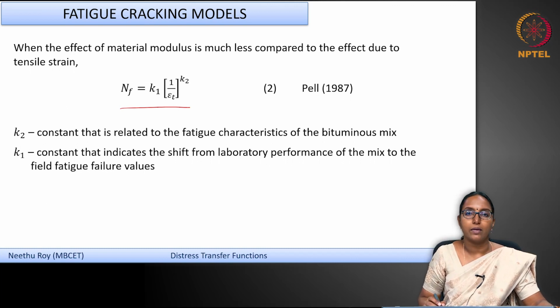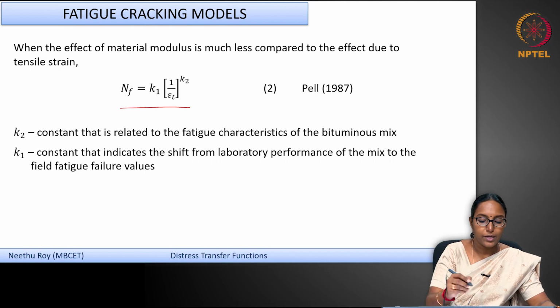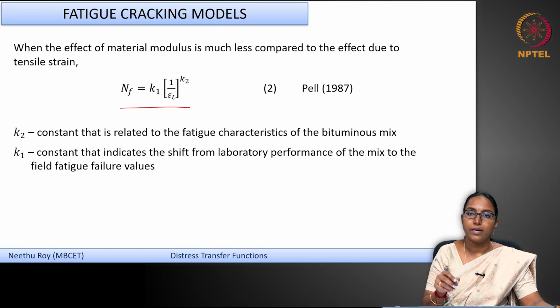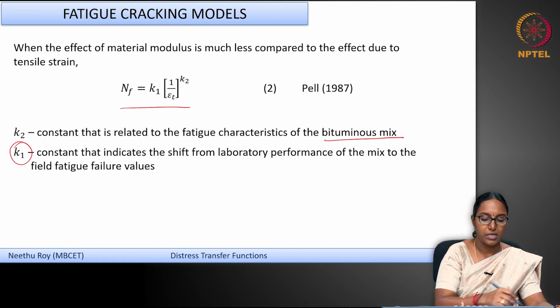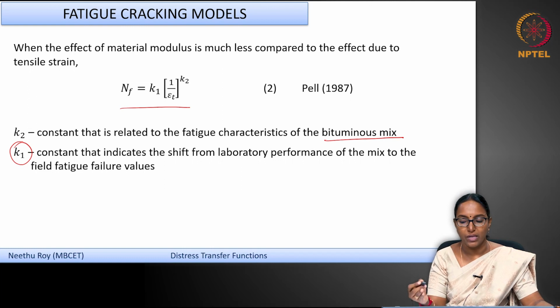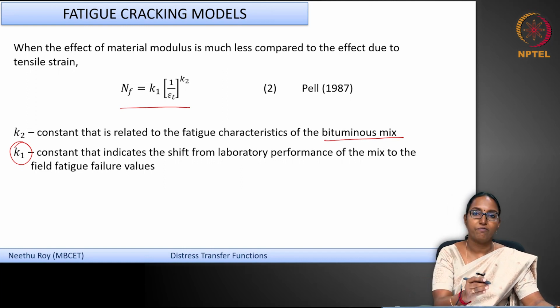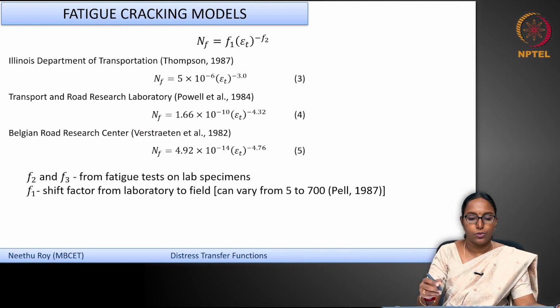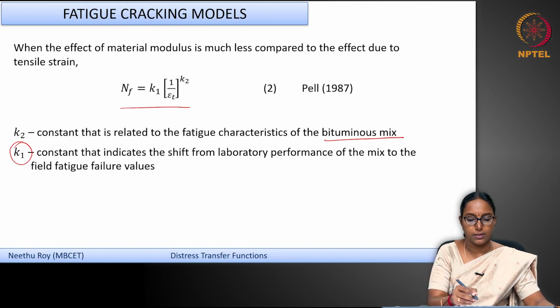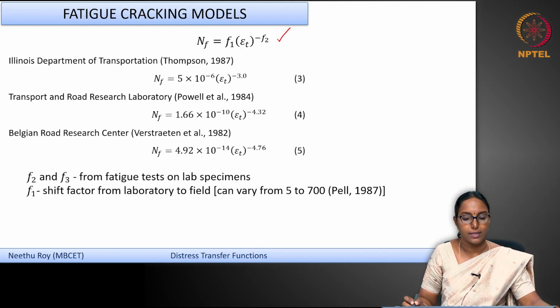So here also K1 and K2 are the coefficients, where K2 is the constant that is related to the fatigue characteristics of the bituminous mix in the laboratory, and K1 is the parameter that will indicate the shift from the laboratory performance of the mix to the fatigue failure values in the field. Okay. So, as I said, this is the general expression, F1 epsilon t raised to minus F2. Instead of writing 1 by epsilon t, you can take it as epsilon t raised to minus K2 or F2. So, in general, the coefficients are written as F1 and F2.